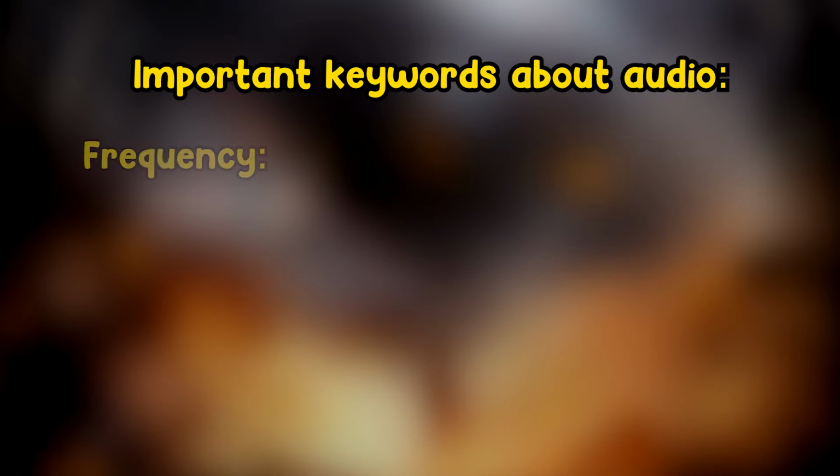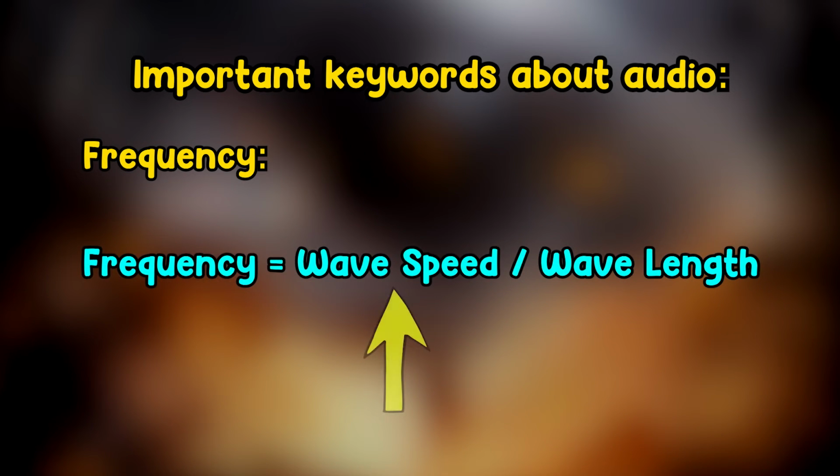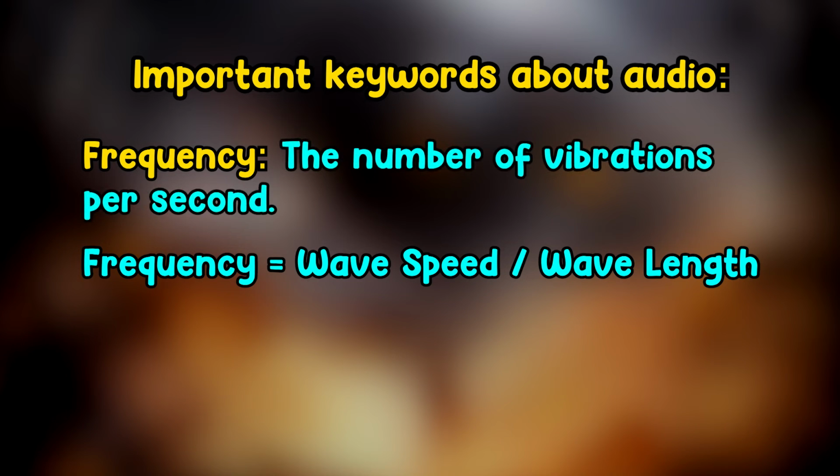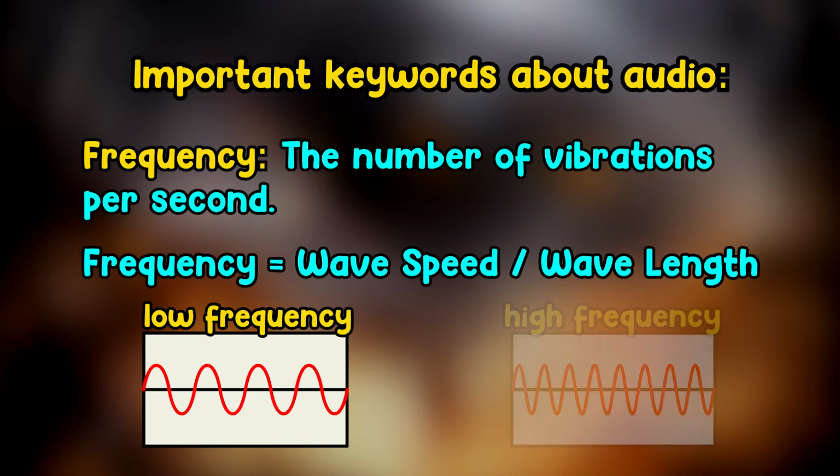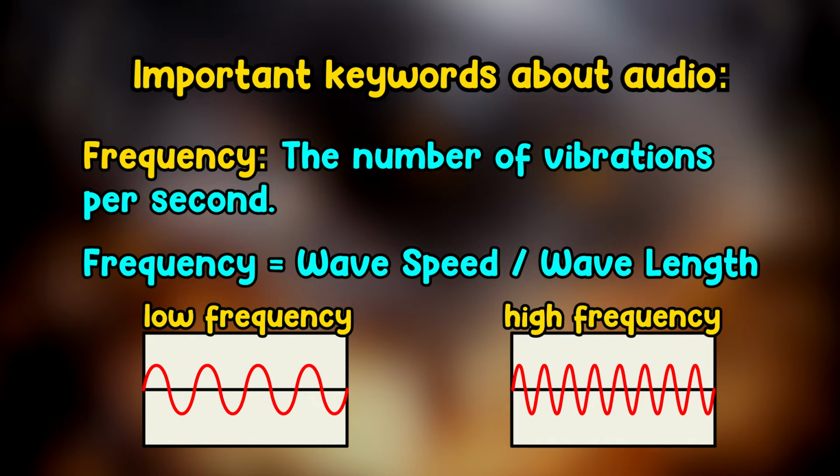After that we have frequency. It's wave speed divided by wavelength. Frequency is actually the number of vibrations per second. This is a wave with low frequency and this is a wave with high frequency.